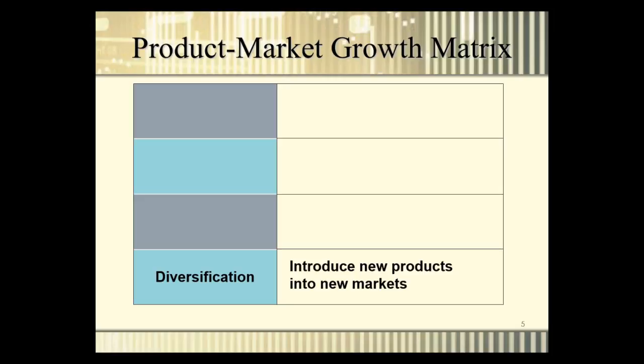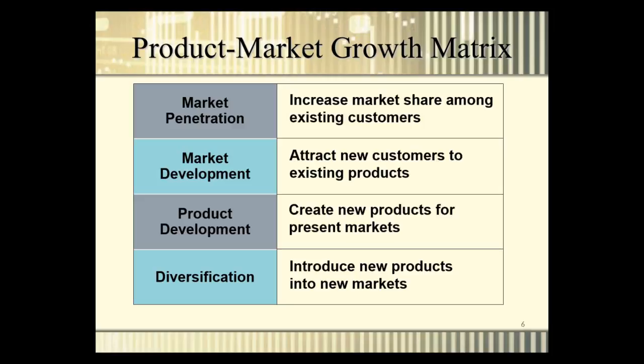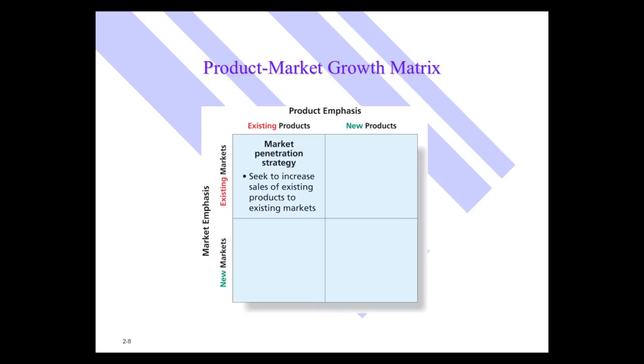Now, a lot of times this matrix will literally be a matrix where you'll see that you can go after existing products in existing markets and so on. Remember, what was that first quadrant called? When we go after existing products in existing markets, what kind of strategy is that? That is a market penetration strategy.